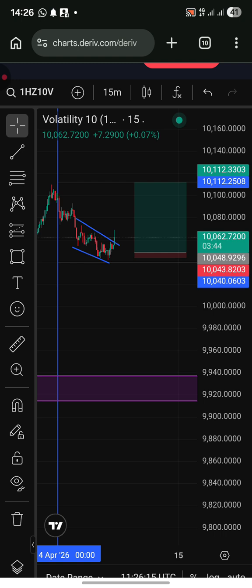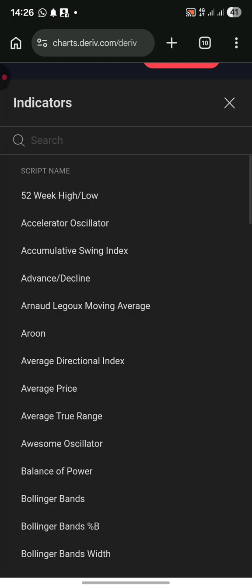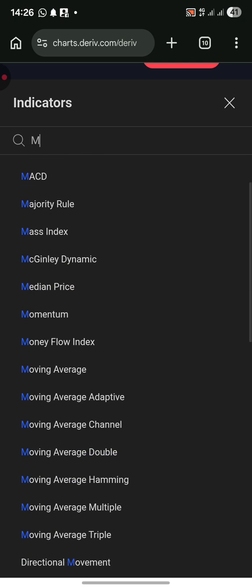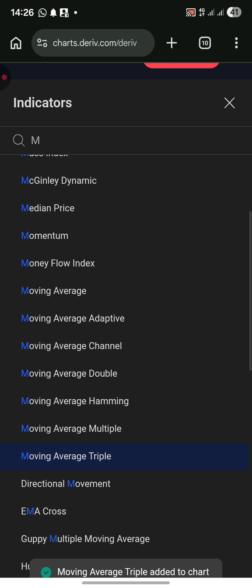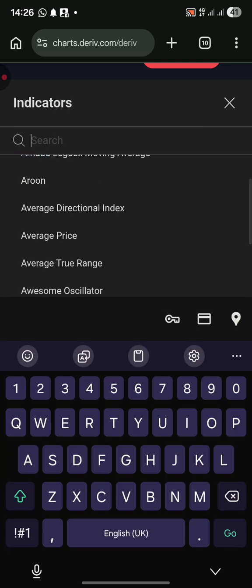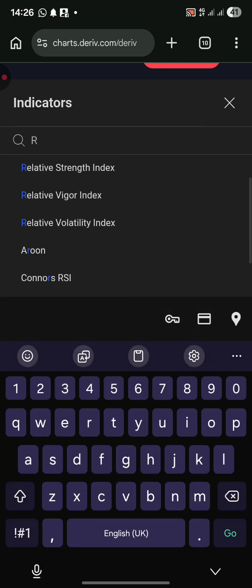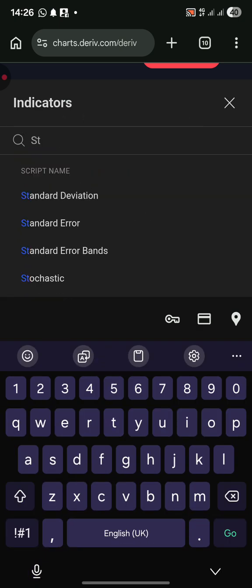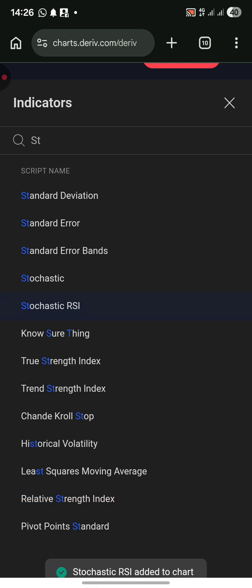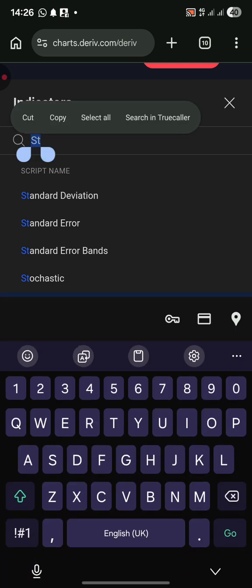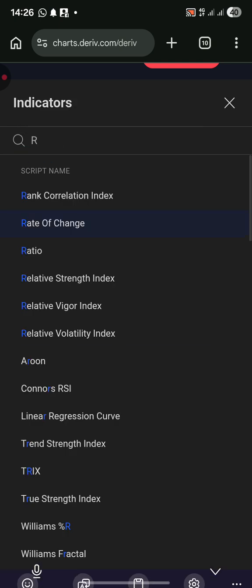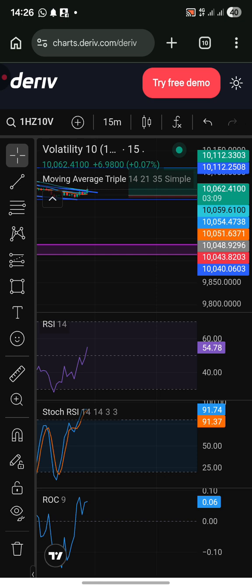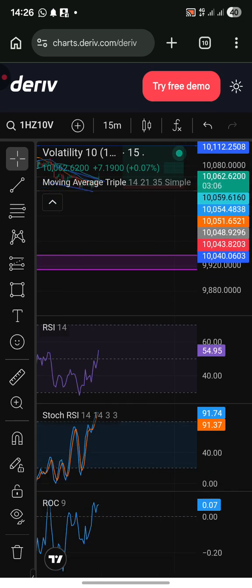Also, you can add something like, for example, moving average triple. You can still add the RSI, stochastic, and which one? Rate of change. On this part, let me show you something here that can give you a better entry point.